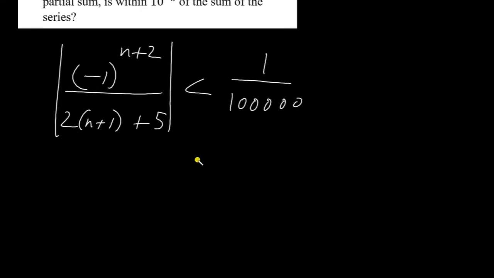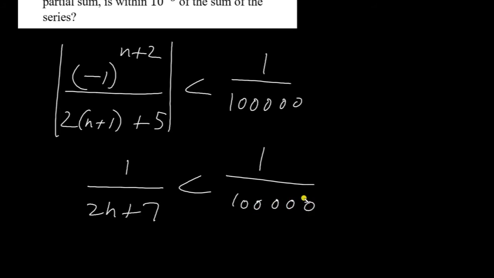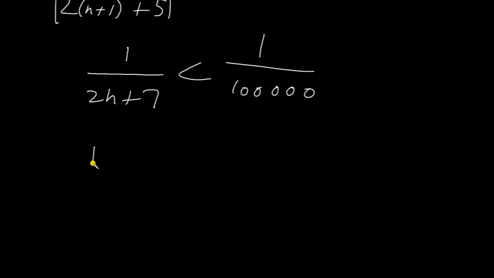And I want my error to be less than 10 to the negative 5, so 1 over 100,000, right? I want to figure out what value of n will make my error less than this. You guys know we have to solve this for n. Okay, so if I simplify this a bit by getting rid of absolute values, I will get 1 over 2n plus 7, right? Simplifying this, it is less than 1 over 100,000. And then I can cross multiply. That'll give me 100,000 is less than 2n plus 7. And solving this for n gets me that n is greater than 49996.5.